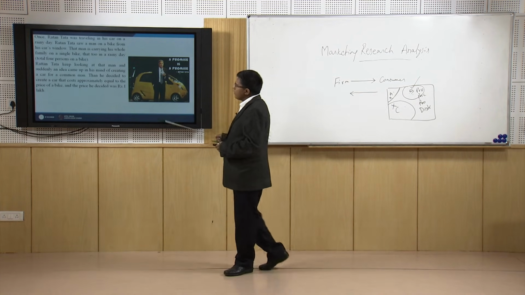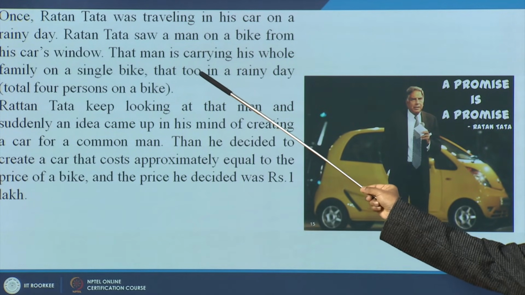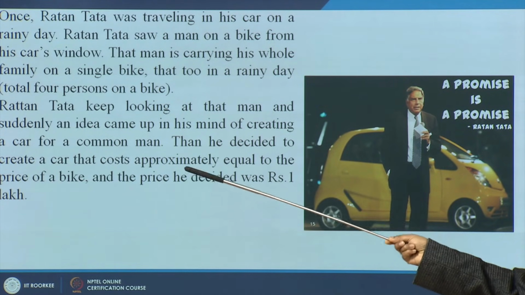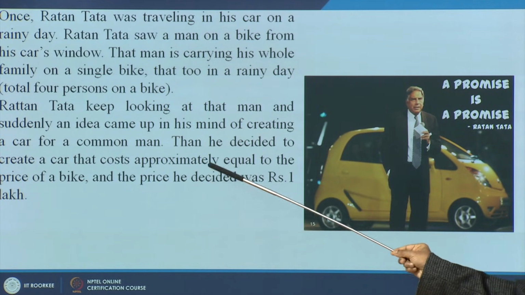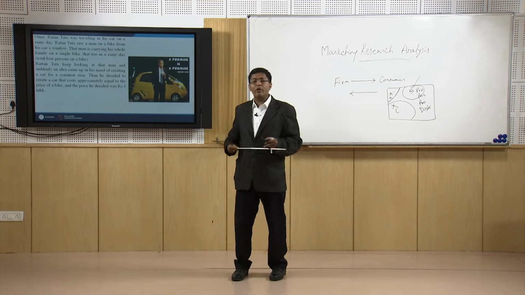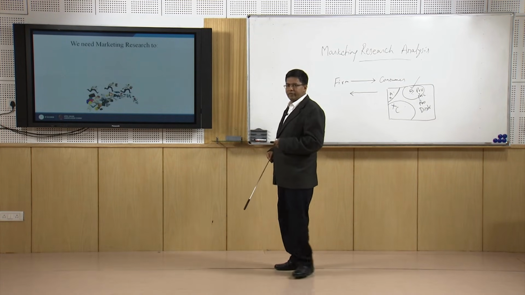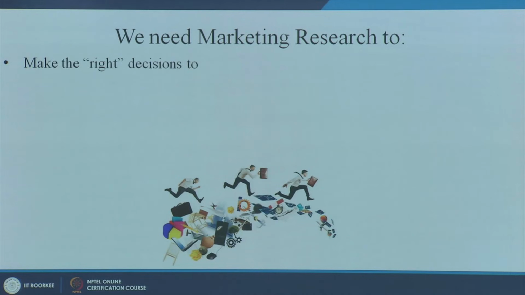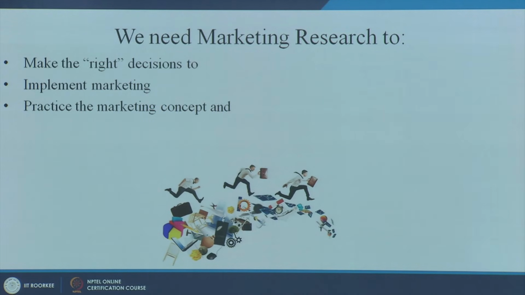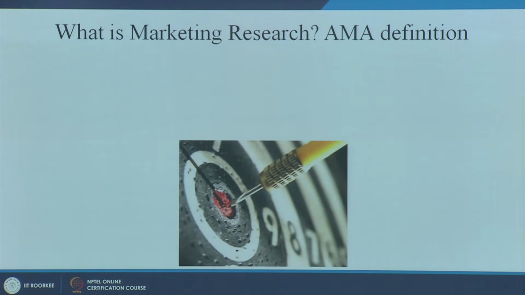So, how did it happen? Ratan Tata found that one day a family was travelling on a scooter with 4 people and it was very uncomfortable. So, he decided then and there that he would make a car of 1 lakh. This is how the Nano started, right. So, we need marketing research to make the right decisions to implement the marketing concept and to set the right marketing strategy.